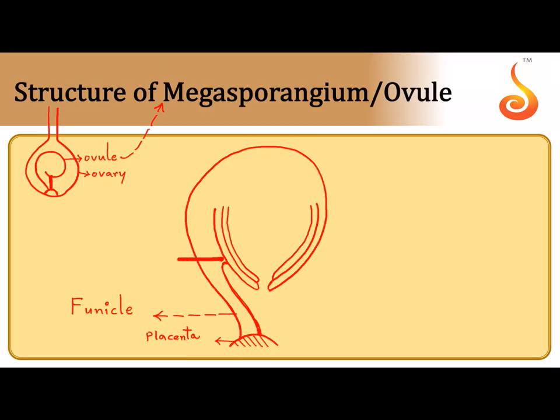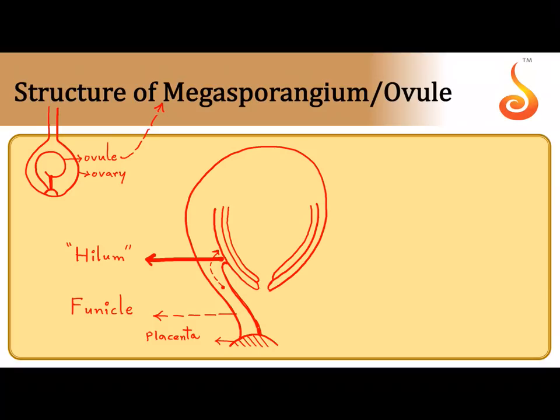Now see this point, all of you. This is the point where the funicle attached itself to the body of the ovule, isn't it? Now this region where the stalk, as you can see, is attaching itself to the body of the ovule, is referred to as the hilum. Hilum is the region where the funicle attaches to the body of the ovule. Is that clear to all of you?